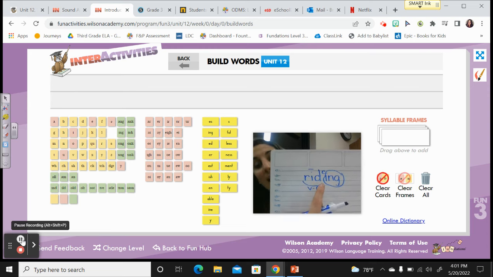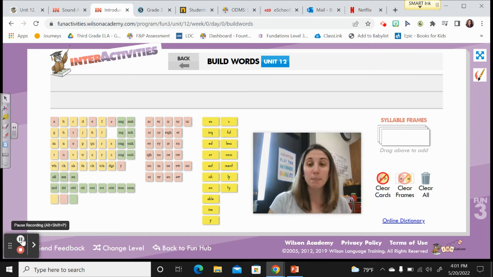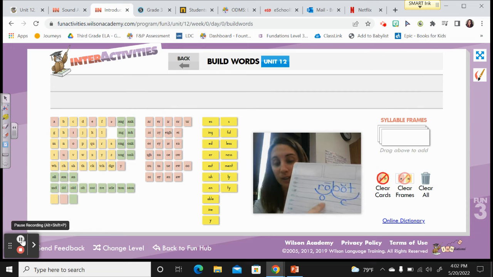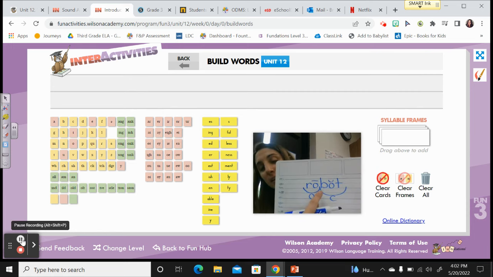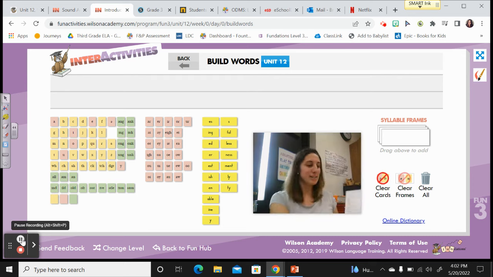Word number 2, robot. Say it. Robot. The scientist was working to develop a robot. Go ahead, spell and mark it. Okay, the first syllable is row. That should have been easy. R-O, that's an open syllable. And bot is B-O-T with that short O. It's a closed syllable. R-O-B-O-T, robot. Erase it and get ready for your last review word.